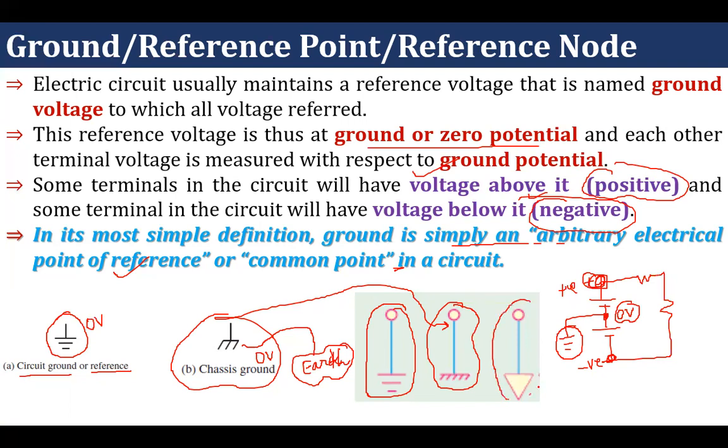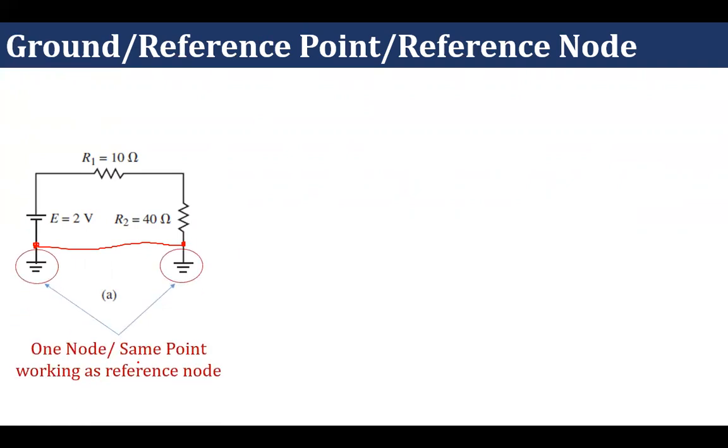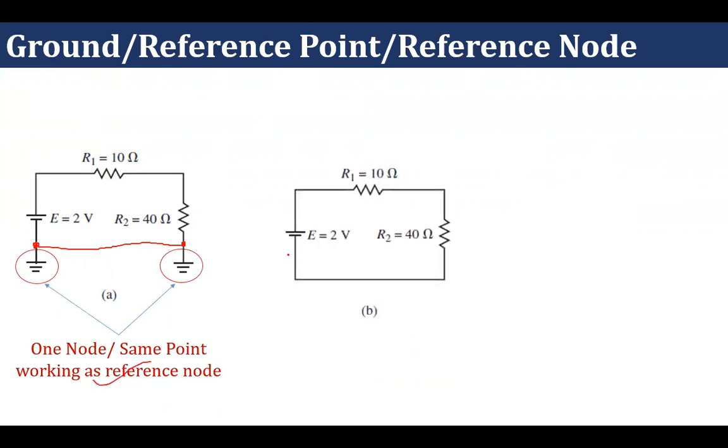This symbol is the digital ground. The common point in the digital circuit will be represented by this symbol, which is known as digital ground. So here in this circuit, this battery negative edge is connected to the ground, and this resistance, this terminal is connected to the ground. It means both are the same point. We have to understand the 2 points are actually short circuit point, and it is the same point. Okay, so one node, same point, working as a reference node.